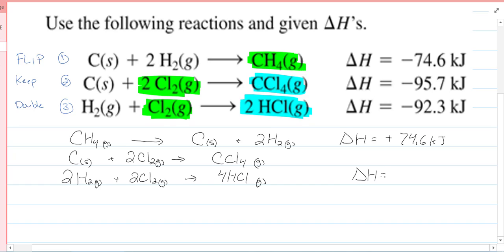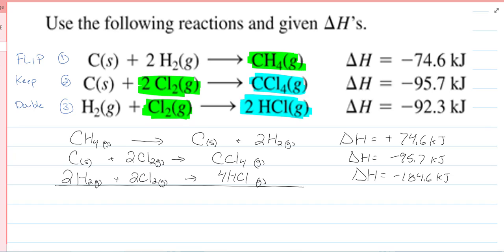So delta H is, oh, and I forgot equation 2. Equation 2 we kept, so that's still negative 95.7 kilojoules. And then 2 times 92.3, so that's negative 184.6 kilojoules. Does this work if we are going to cancel? What cancels here? Well, the carbons do. What else? The 2 H2s do.